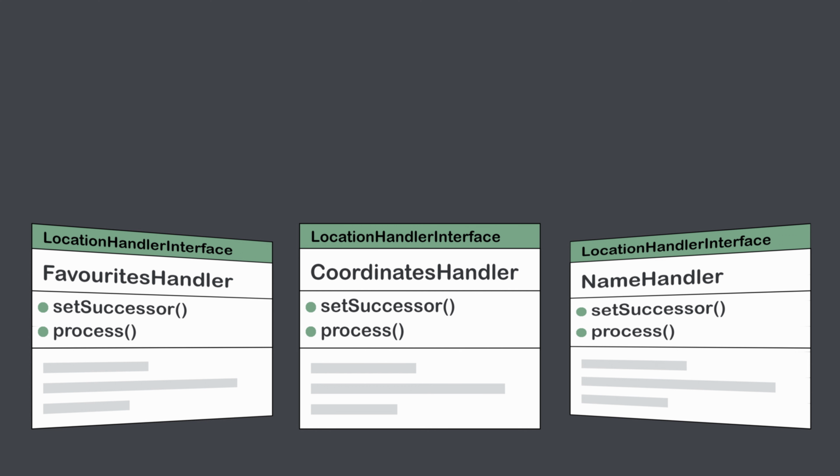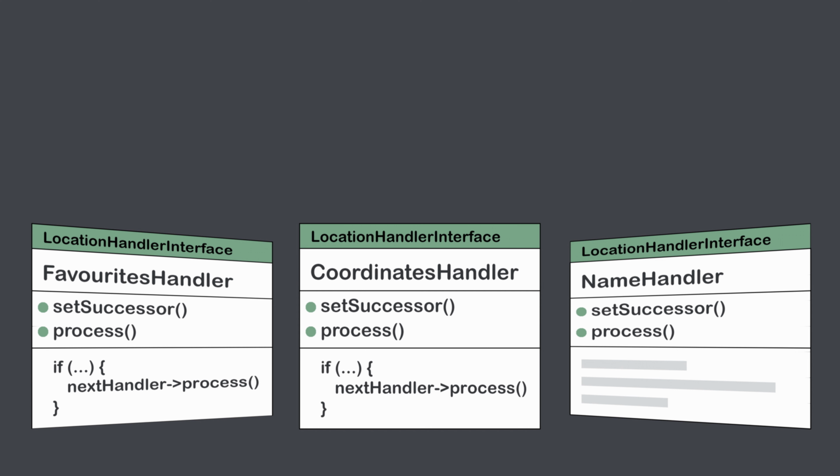So, favorites handler checks if the request has a name and it is defined in the customer's list of favorite places. Coordinates handler will process a request with latitude and longitude. Name handler processes a request only when name is present. It may happen that no handler can process a request. For this pattern, it's a totally valid case and you should consider it during implementation.